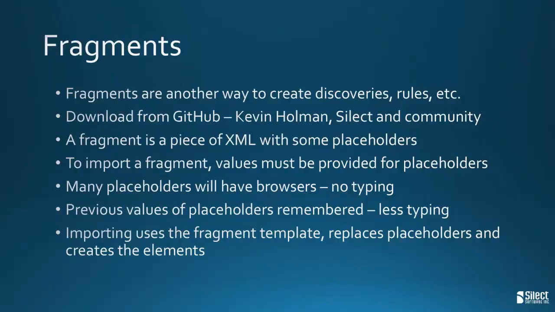When we want to import a fragment, we need values for all the placeholders. A placeholder is just a name with a couple of hash signs around it, so that we can uniquely find it. We'll see that a little later. But many of the placeholders have reserved names that bring up a browser. So if you have a name like counter name for a placeholder, we'll bring up the performance counter browser, so you can specify the counter name and instance name, and all three or four parts of that, all in one operation.